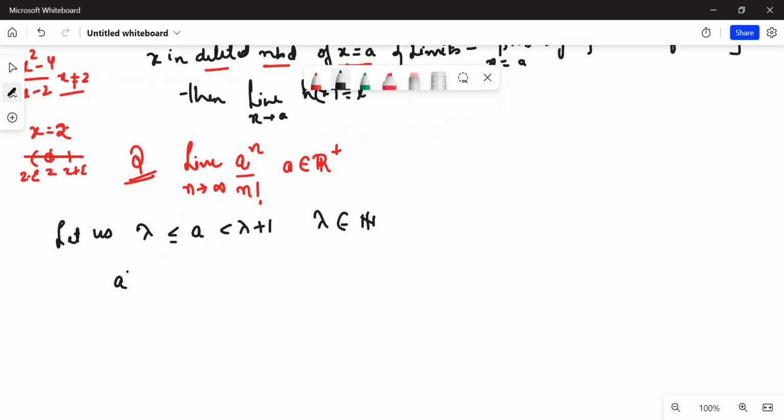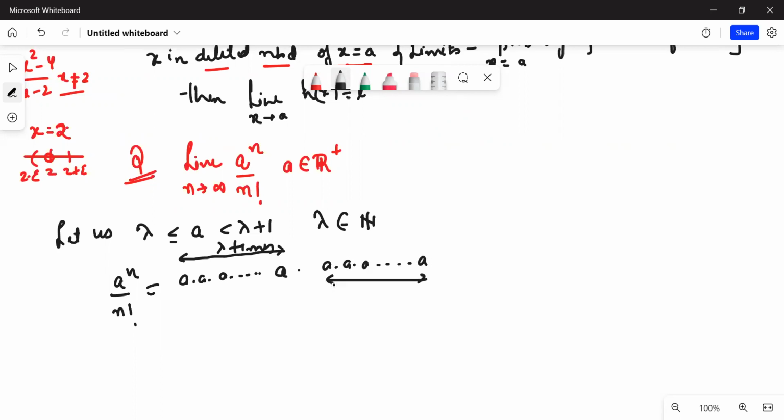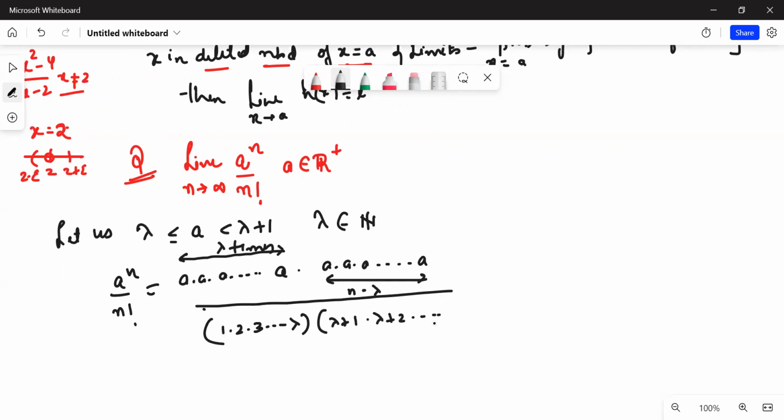Yes, sir. So what I'll do, I'll write a to the power n upon n factorial as simply a into a and so on, and this particular thing I'm writing lambda times. And then again a into a and so on, all these things I will write for n minus lambda times. Is that clear? And this whole is divided by n factorial. N factorial is 1 into 2 into 3 and so on till lambda, and then lambda plus 1 into lambda plus 2 and so on till n. Is that clear?